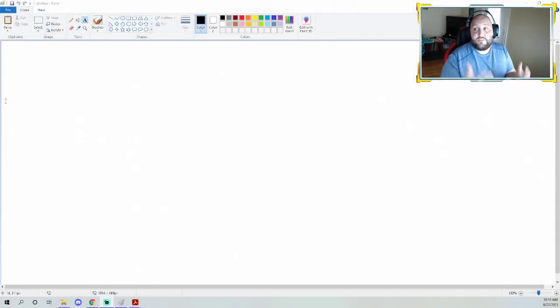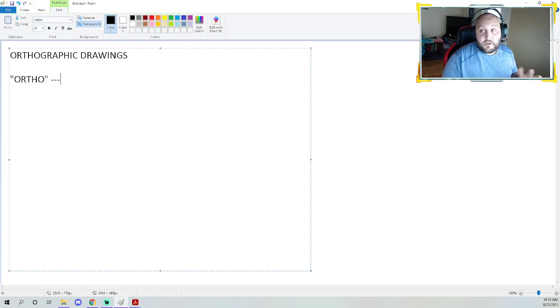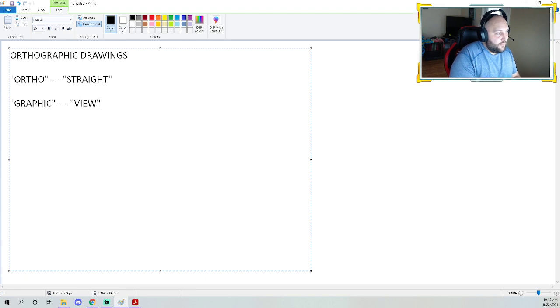So if you think about this word, right? So what we're going to do first is break down the word. All right, so what I'm talking about is orthographic drawings. So if we break down the word ortho, if you did a quick Google search, you would find out that it means straight. All right, so if anybody's had braces, orthodontic, like straightened teeth. If you break down that word, the word ortho means straight, and then the word graphic can mean view or picture.